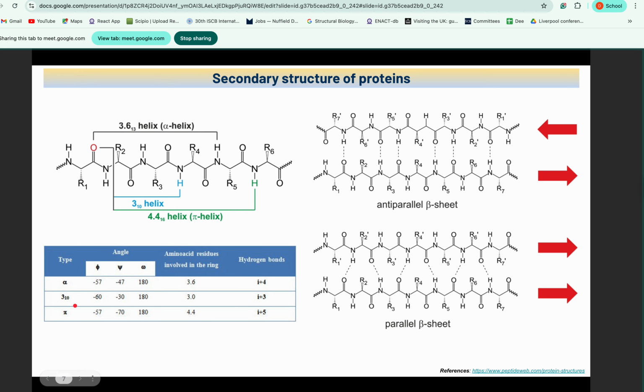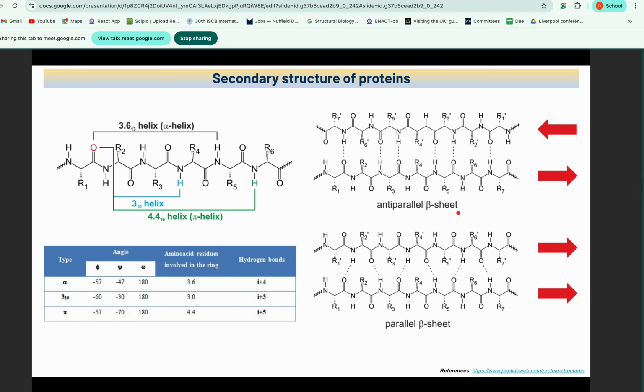And there is also the pi helix, which is not that common, but is observed in some of the organisms. In the pi helix, the amino acid residues involved in one single turn are 4.4 amino acids, and the bond is between I and I plus 5. So the carboxyl group of my first amino acid will make a bond with the hydrogen of the sixth residue. This is how different helices vary in their shape, depending on how long they are, meaning after leaving how many residues they make the hydrogen bond.